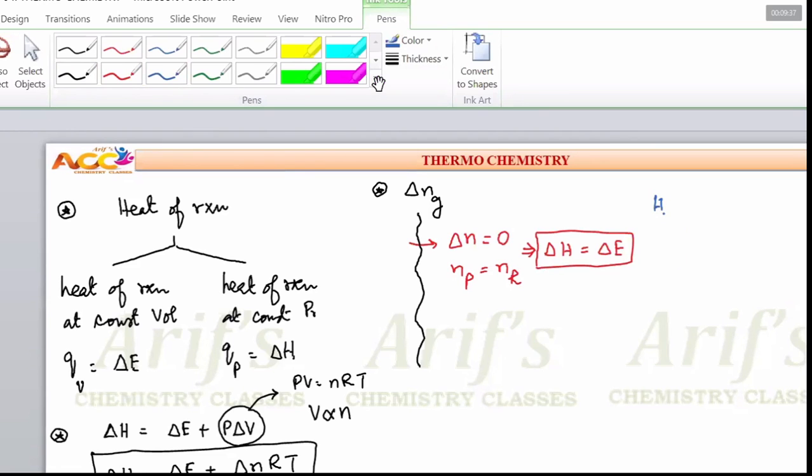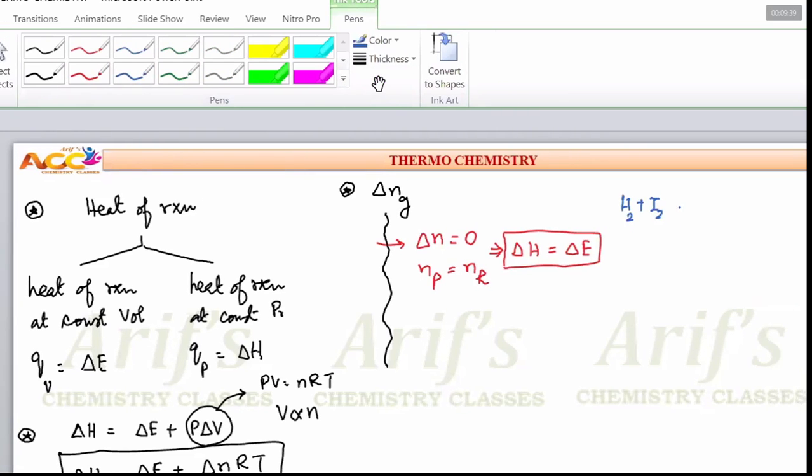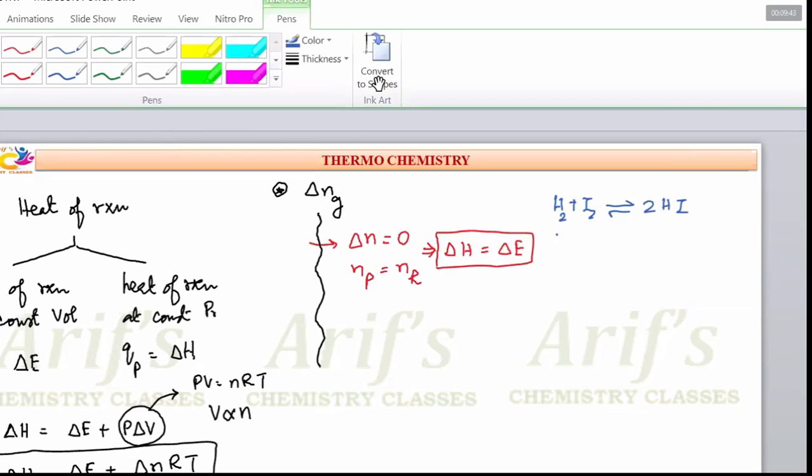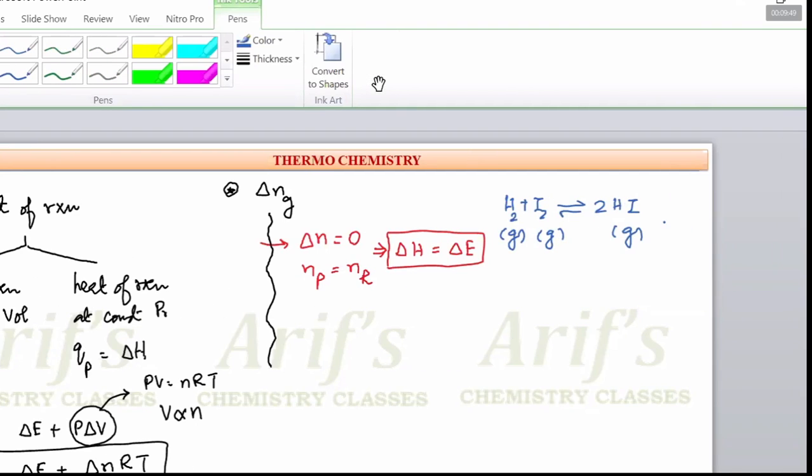H2 plus I2 gives you 2HI. Suppose I take this in the form of gas, this also in the form of gas. If I take it like this, then what is delta N? 2 minus 2. Therefore, delta N is 0. Delta H is equal to delta E.